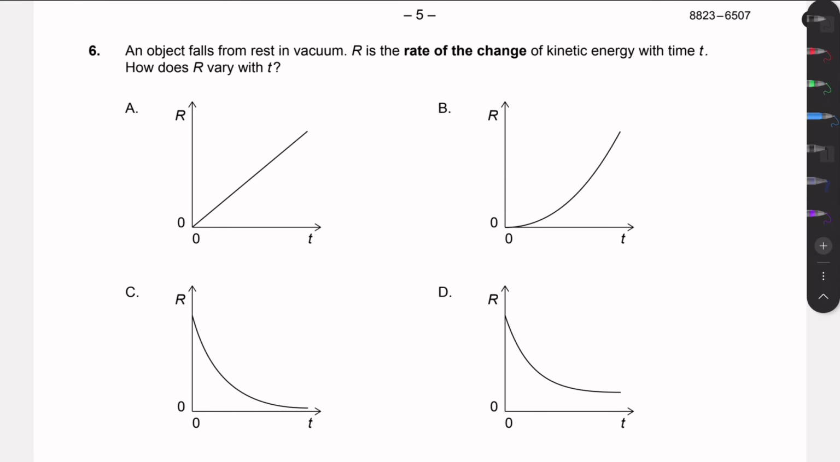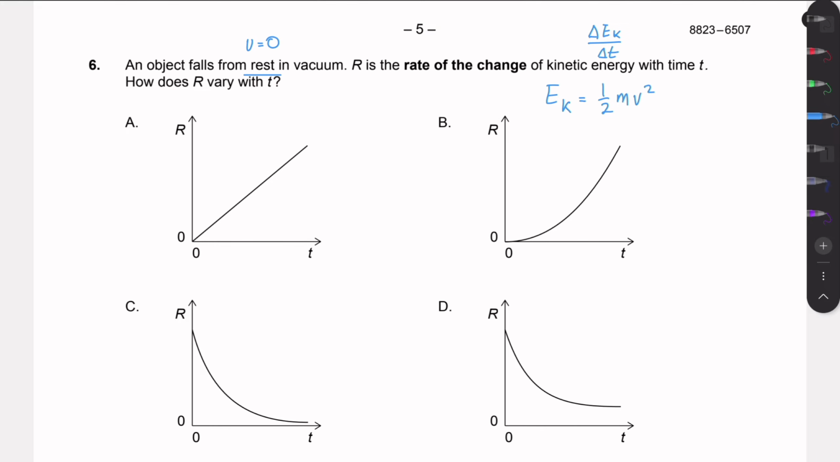All right, so now we're told that an object falls from rest, so that means that the initial speed is 0, in vacuum. R is the rate of change of kinetic energy with time, so that's like delta E kinetic over delta time. How does R vary with t? So here we need to try and come up with some relationship between kinetic energy and time. The first thing that might come to mind is this formula, 1/2 mv squared. This is kinetic energy, but this doesn't really have t in it, so we don't know how that varies yet.